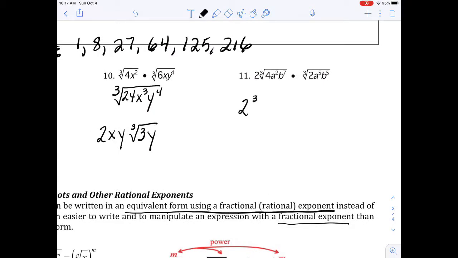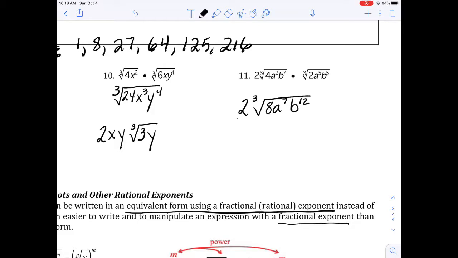Number 11, we have a 2 on the outside with the cube root of 8, a to the 7th, b to the 12th. So we're doing our rules of exponents, a squared, a fifth. Add those, you get a to the 7th. b to the 7th, b to the 5th. Add those together, you get b to the 12th.